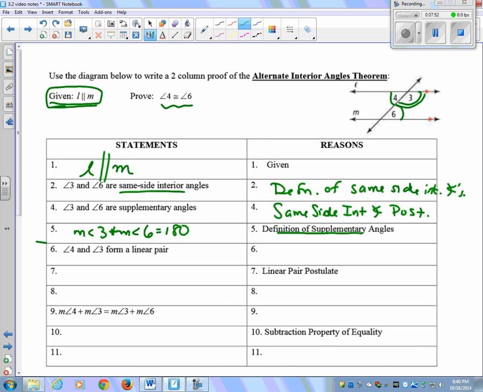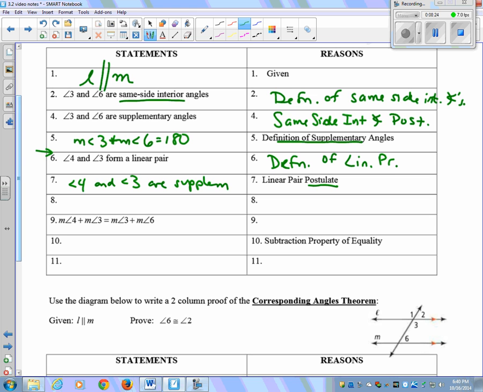Now we can change gears a little bit and say 4 and 3 form a linear pair. Look at the diagram. 4 and 3 form a linear pair. Just by looking at the diagram, we name them for what they are. That's definition of a linear pair. Linear pair postulate. Remember, the postulate says that they're supplementary. So 4 and angle 3 are supplementary. Well, of course, if they're supplementary, we know we can say the measure of angle 4 plus the measure of angle 3 equals 180 because of the definition of supplementary.